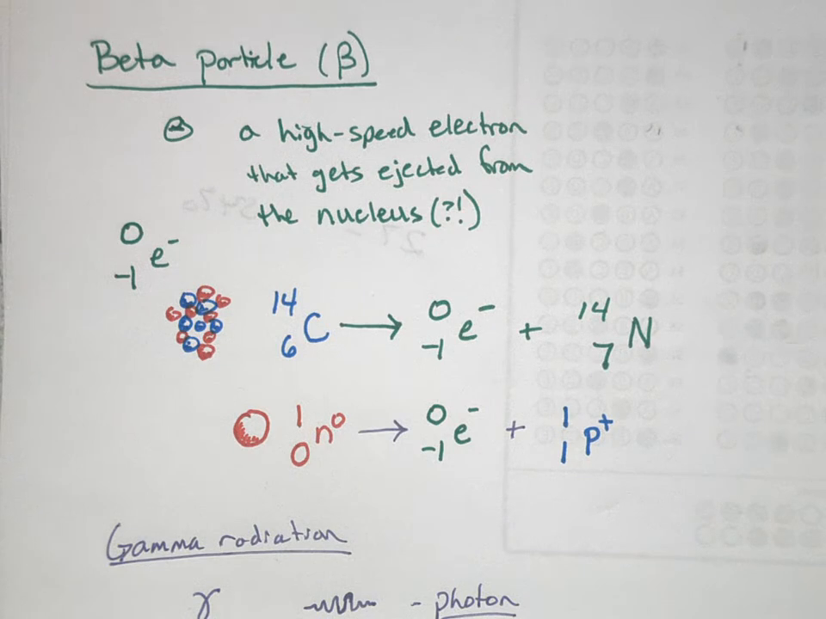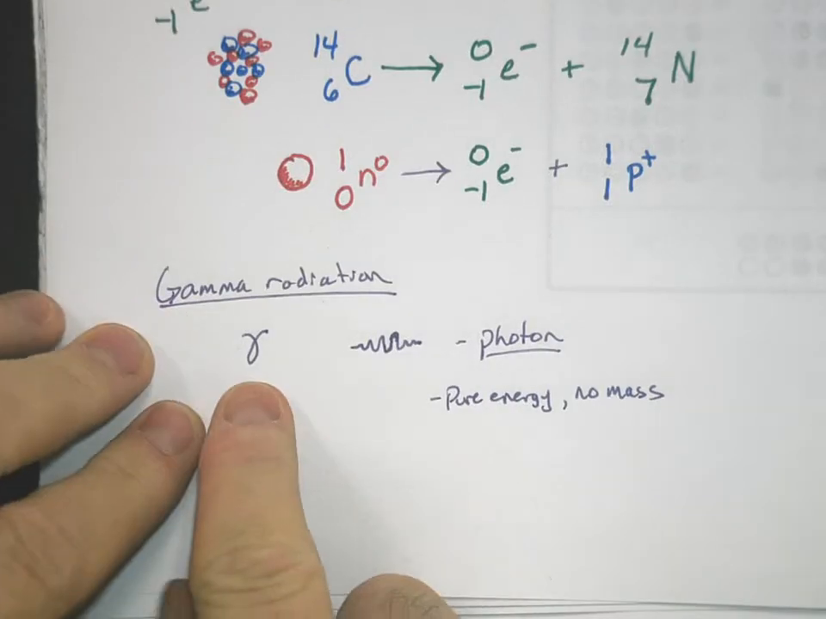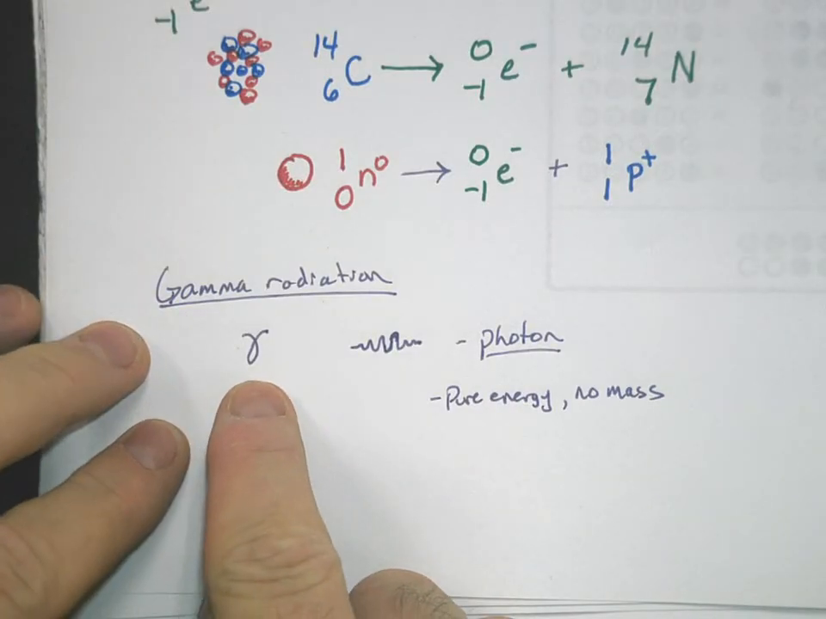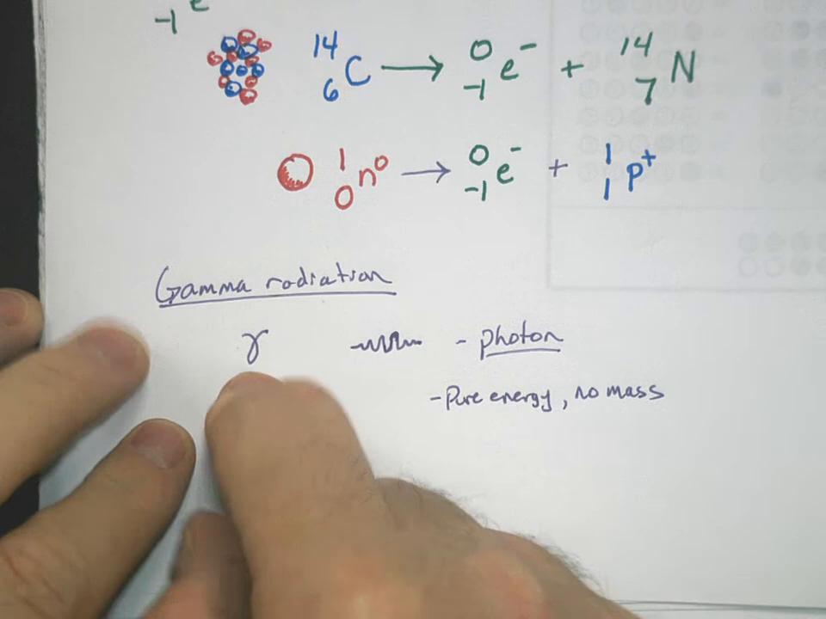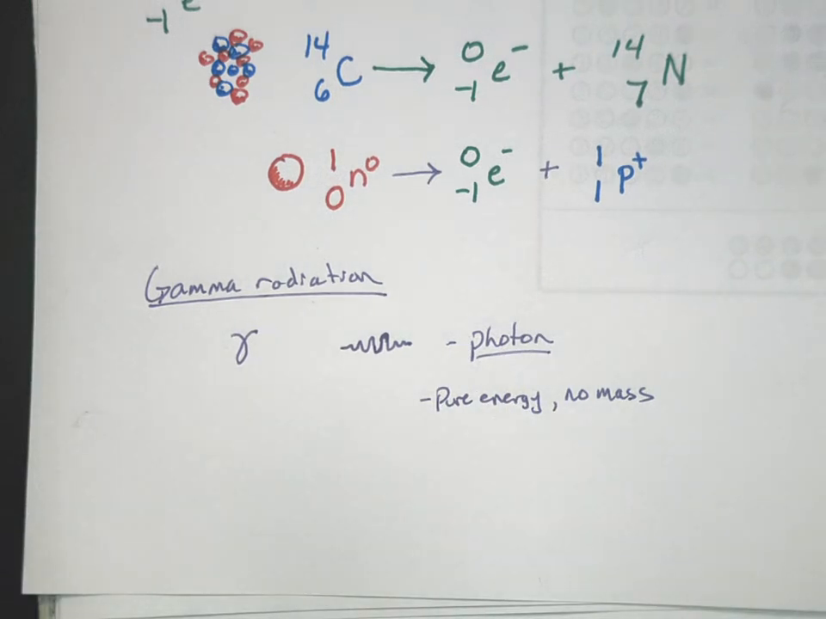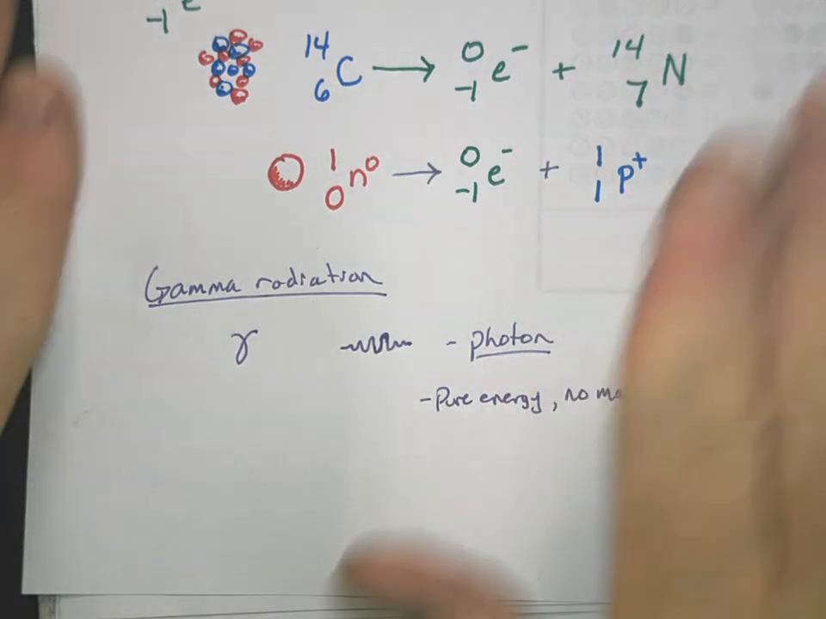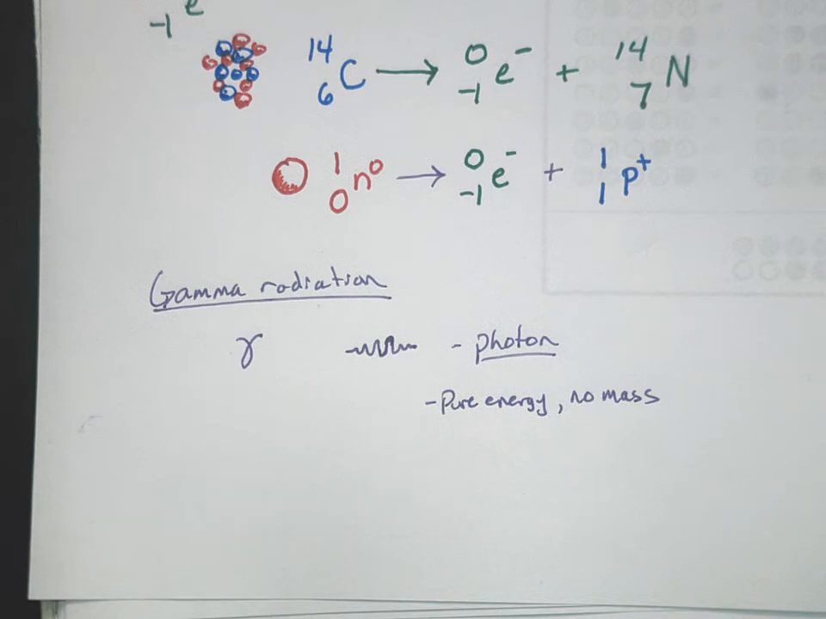In order to calm itself down, it shoots out a gamma particle, and that's equal to the amount of energy that it needs to release in order to get back to a more stable situation. So those are our three types of radiation: alpha, beta, and gamma. Yes, they are Greek letters.